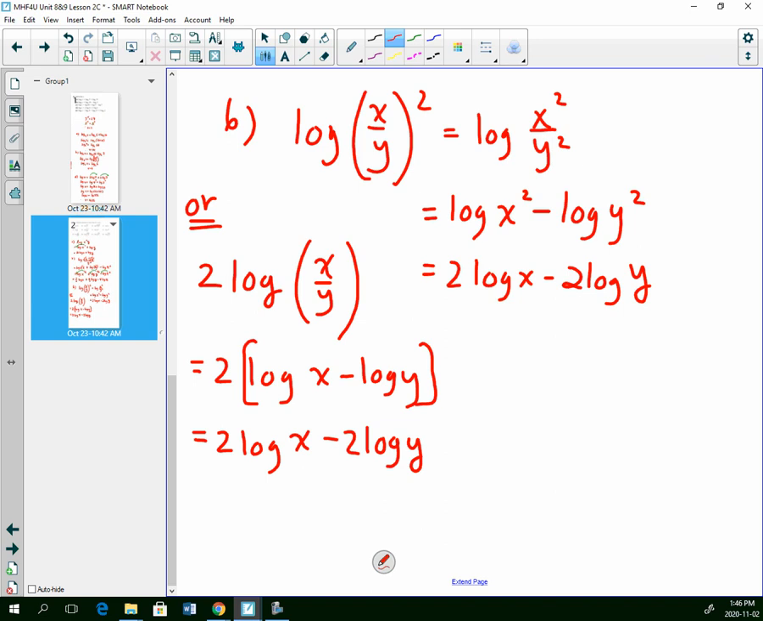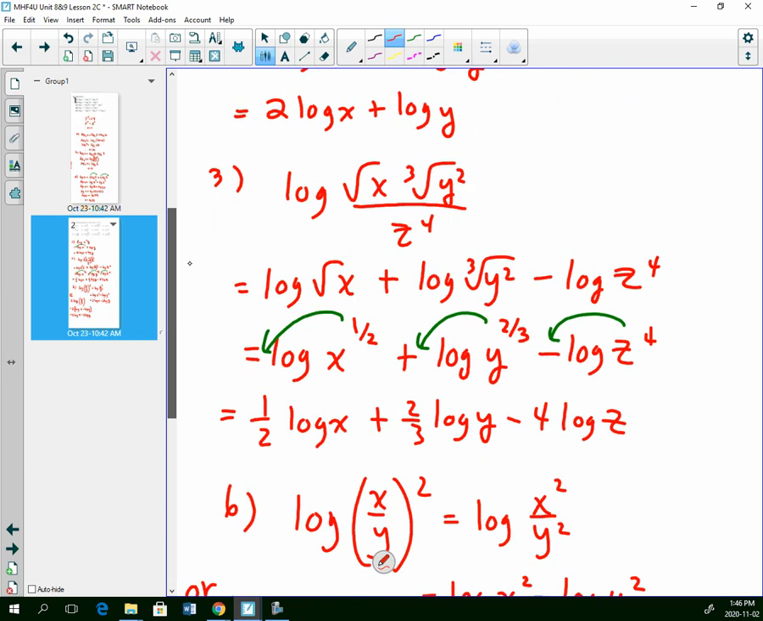Bring down the exponent, separate, and then multiply, or apply the exponent, then separate, and bring down the 2. You just have to remember that if you do it the second way, you have to multiply both terms by the 2. So it might be easier to apply the exponent first, and that way you don't forget to multiply both terms by 2. Okay, I'm going to get you to try one.